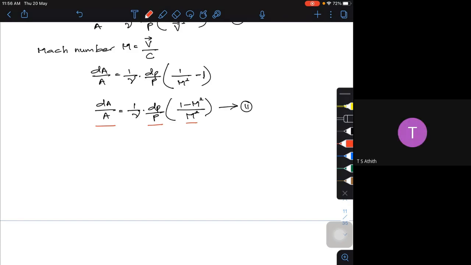Sir, we had a similar kind of equation in gas dynamics for nozzle and diffuser. What is the difference between this equation and that equation, sir? It's the same equation, but this is for the steam nozzle, and that's for a gas nozzle.